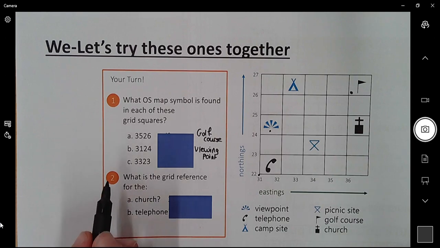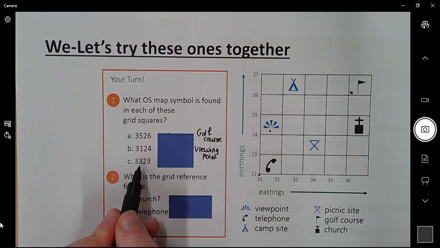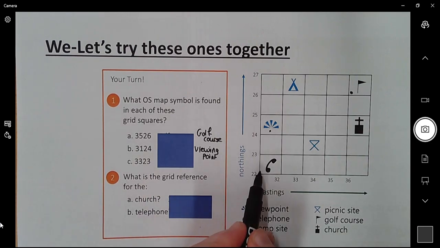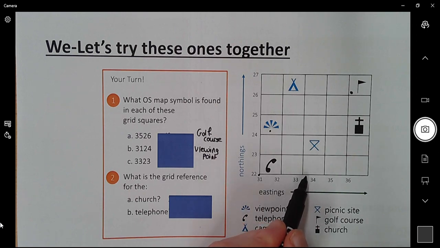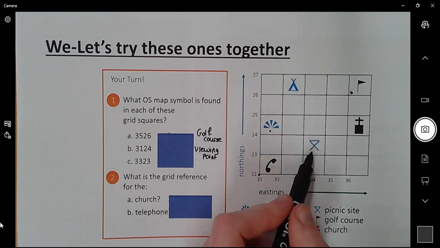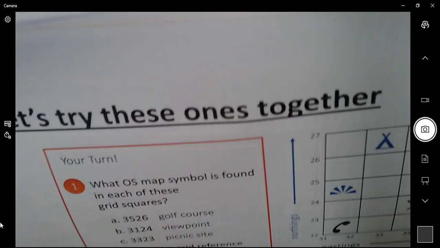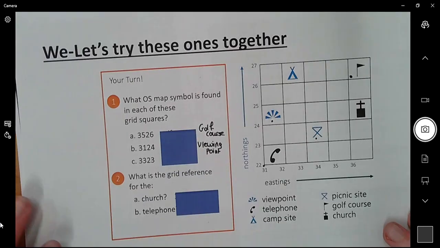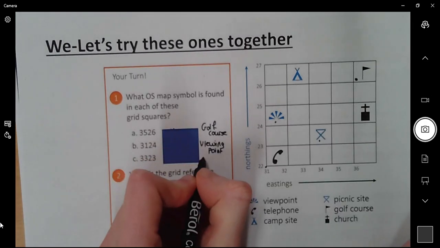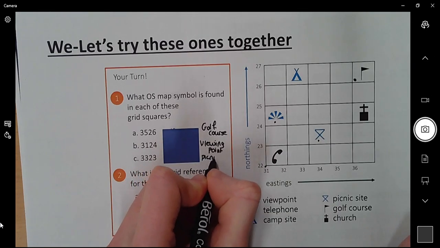And C, 3323. So I go to 33, which is here, and I go up to 23, which is here, and I must check myself what that is. That is a picnic site. Silly Mr. Murphy forgot his OS map symbols. There's just so many of them. That is a picnic site.